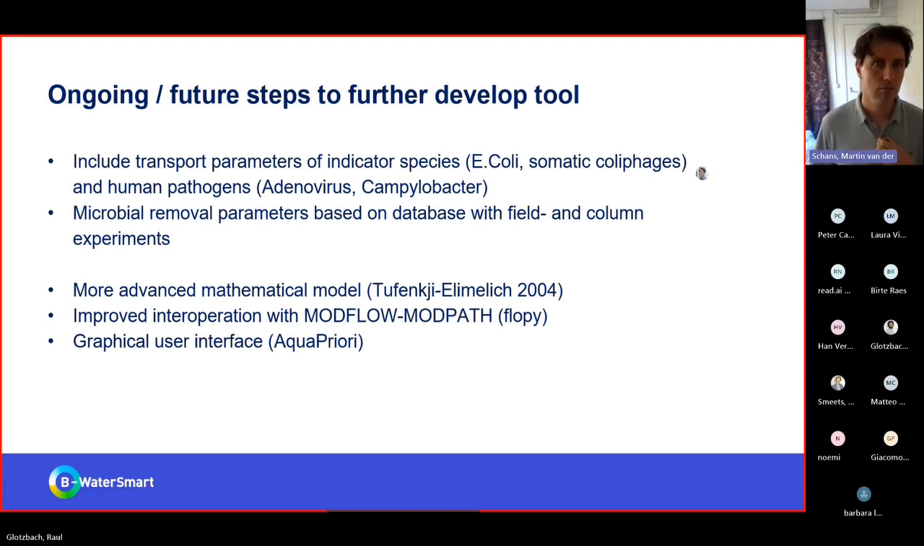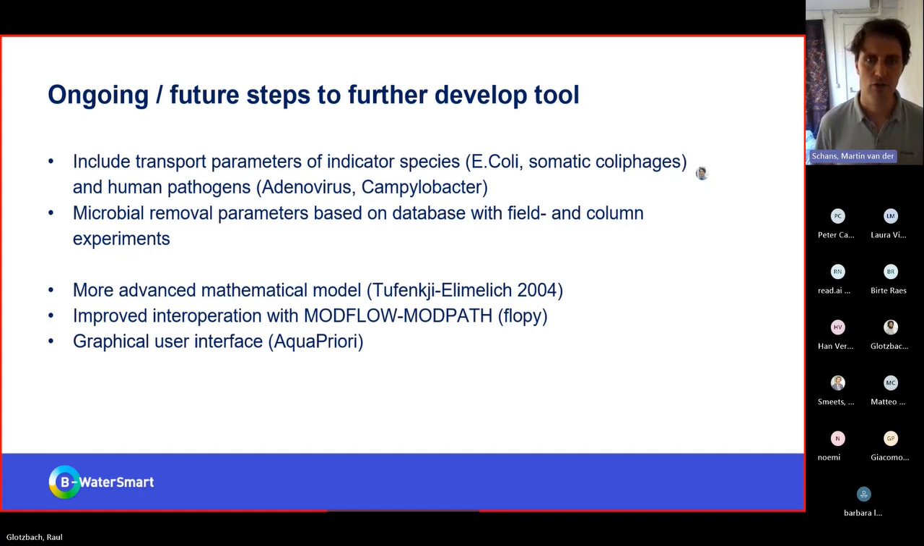So what are the ongoing or future steps? What we would like to do is to also include parameters of some more indicator species, like E. coli and somatic coliphages, which are often used, and human pathogens, and also have the removal parameters. Right now they are based on literature values, but we want to base them on a larger database with many field and column experiments. That is on the content side.